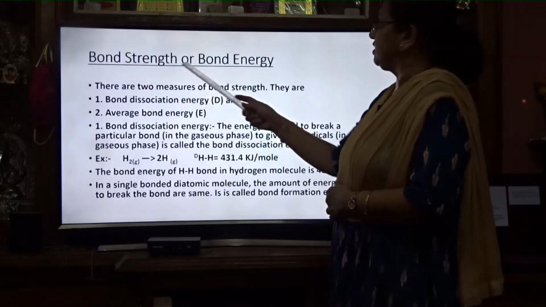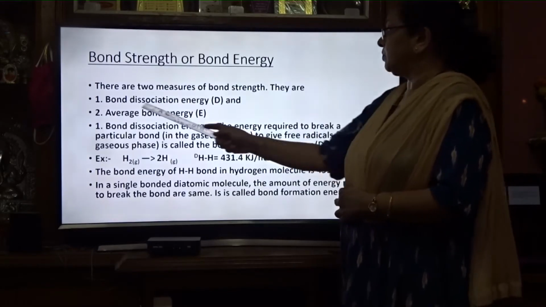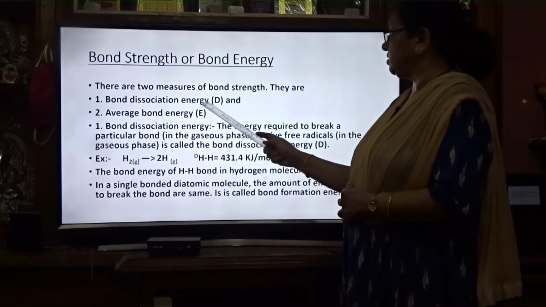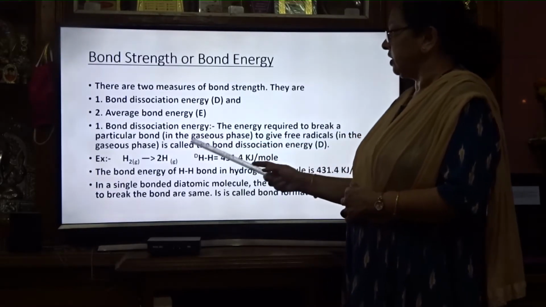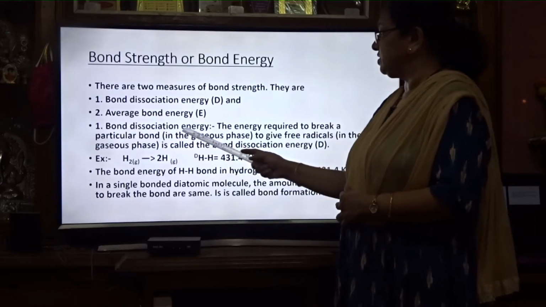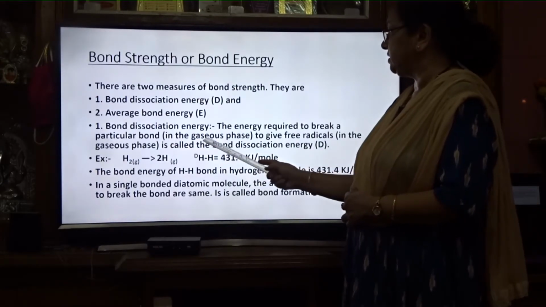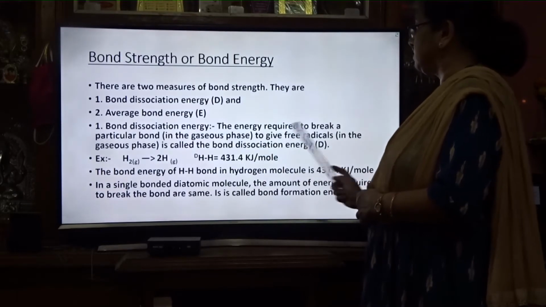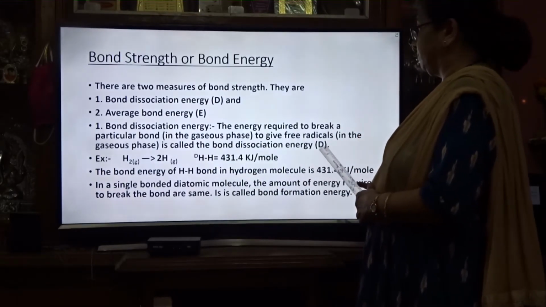Next, bond strength or bond energy. There are two measures of bond strength: bond dissociation energy, denoted by D, and average bond energy, denoted by E. So what is bond dissociation energy? The energy required to break a particular bond in the gaseous phase to give free radicals in the gaseous phase is called the bond dissociation energy D.